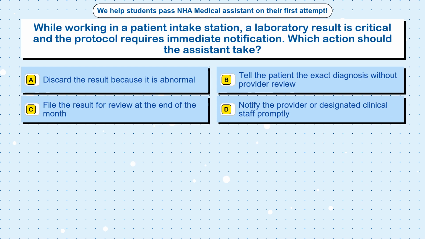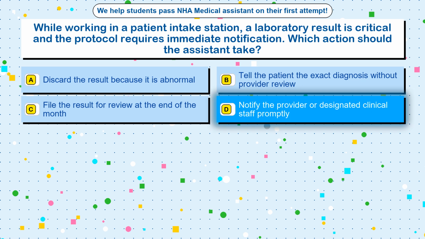Question 14. While working in a patient intake station, a laboratory result is critical and the protocol requires immediate notification. Which action should the assistant take? Option A. Discard the result because it is abnormal. Option B. Tell the patient the exact diagnosis without provider review. Option C. File the result for review at the end of the month. Option D. Notify the provider or designated clinical staff promptly. The correct answer is option D.